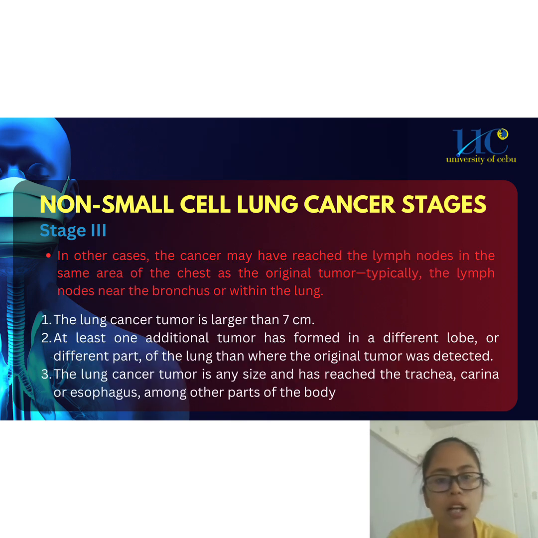In other cases, the cancer may have reached the lymph nodes in the same area of the chest as the original tumor, typically the lymph nodes near the bronchus or within the lung. The lung cancer tumor is larger than 7 cm. At least one additional tumor has formed in a different lobe or different part of the lung than where the original tumor was detected. Also, the lung cancer tumor is any size and has reached the trachea, carina, or the esophagus, among other parts of the body.